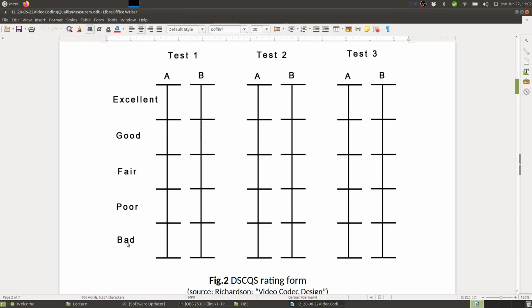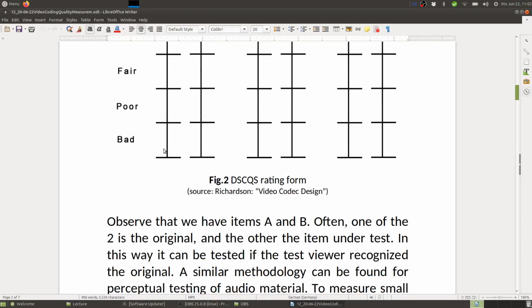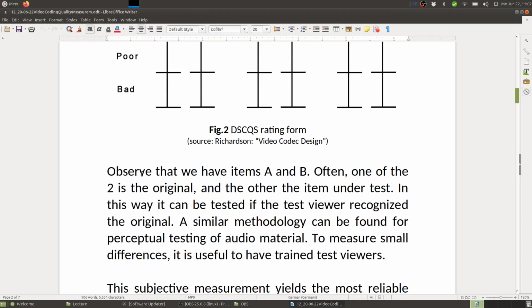And here we have the scale between bad and excellent. So those are five intervals, basically, five ratings. And on this quality scale, the test person has to evaluate each video sequence. So this is what I just said. We have items A and B. Often one of the two is the original and the other the item under test, meaning the decoded video. In this way, it can be tested if the viewer recognized the original.